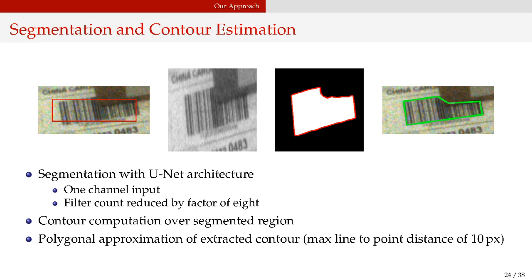The segmented barcode area can be seen as a white blob in the third picture. For this region, we first calculate the contour, denoted in red, and then a polygon approximation, which is shown in the last image with the green annotation. As maximum distance between the line and the point, we have chosen 10 pixels, simply by assuming that a barcode with a height of less than 10 pixels would not be solvable anyway.